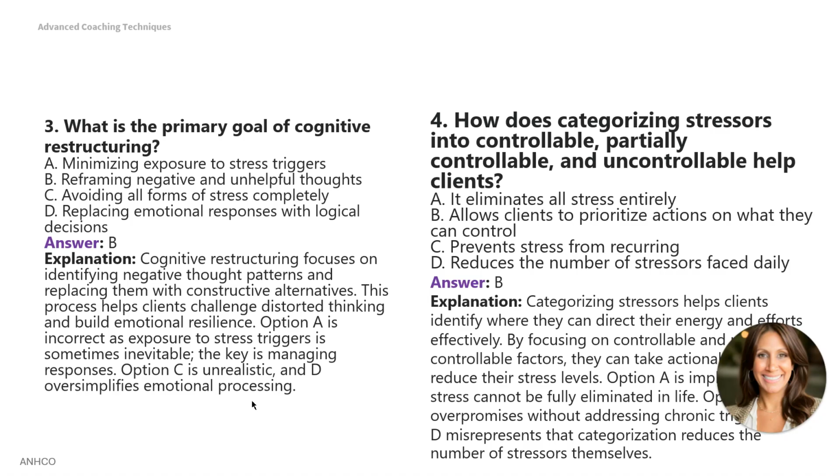Question 4. How does categorizing stressors into controllable, partially controllable, and uncontrollable help clients? The correct answer is B. It allows clients to prioritize actions on what they can control.